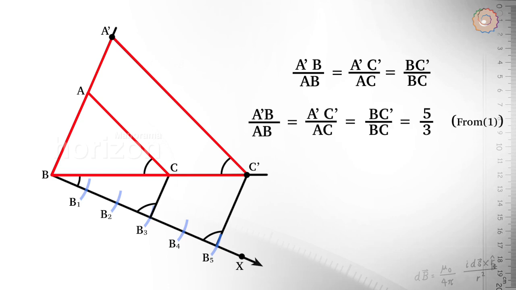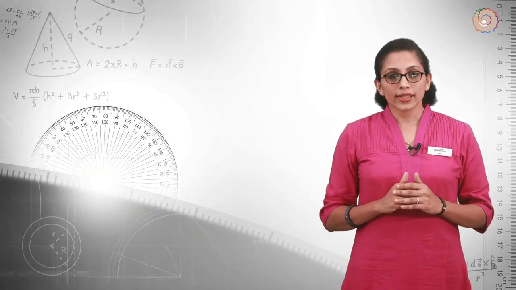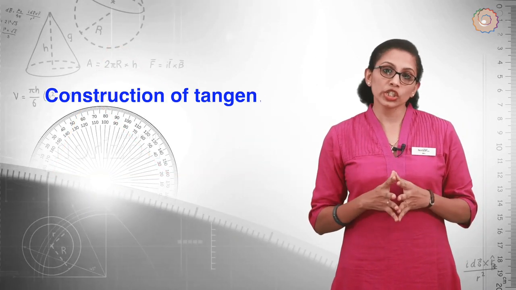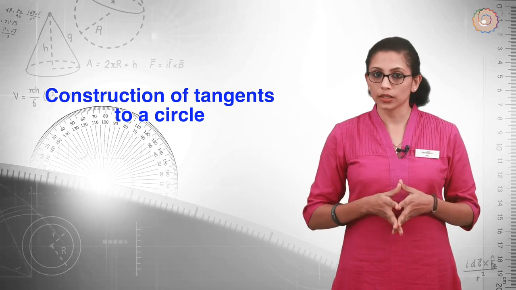Now, from equation 1, we can again write A dash B by AB is equal to A dash C dash by AC is equal to BC dash by BC is equal to 5 by 3. Hence, justified. Next, we will see the construction of tangents to a circle.